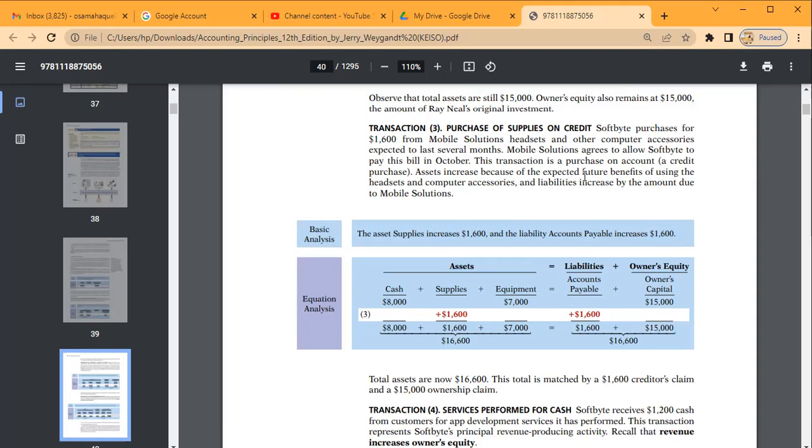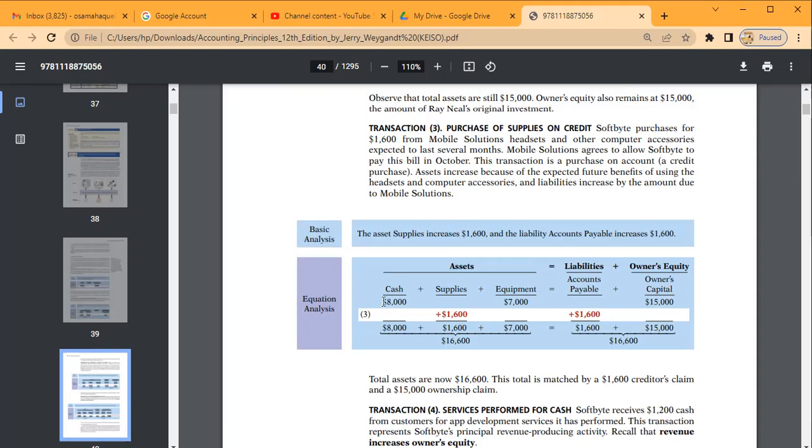This transaction is a purchase on account, a credit purchase. The owner has purchased goods on credit basis. We will pay the amount at a future date. Asset will increase because the supplies will provide some future benefit, definitely. But on the other hand, liabilities will also increase as we will have to pay $1,600 at a future date. Does this make sense?